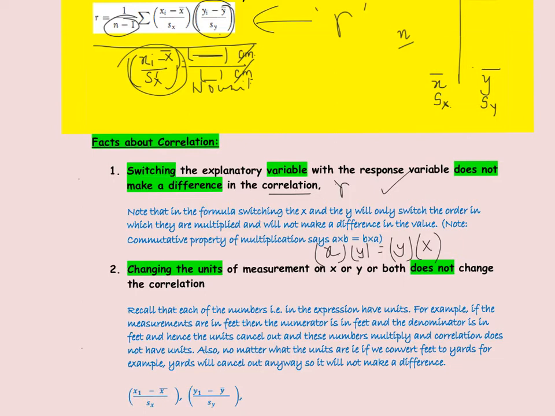Now the next question is, if I changed the units of measurement on x and y, will that change the value of the correlation? And the answer again is no. Notice that the units in the formula get cancelled anyway. So if I change centimeters to feet, it's not going to make any difference in the value of the correlation. As long as the entries, the mean, and the standard deviation are all converted to the same units of measurement, it does not make a difference in the calculation of the coefficient of correlation.